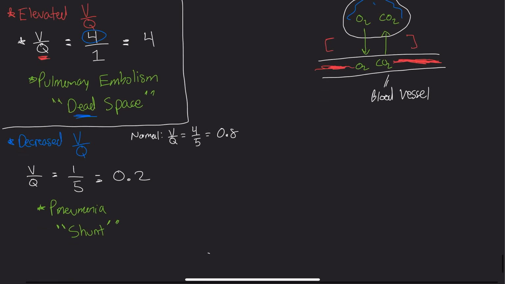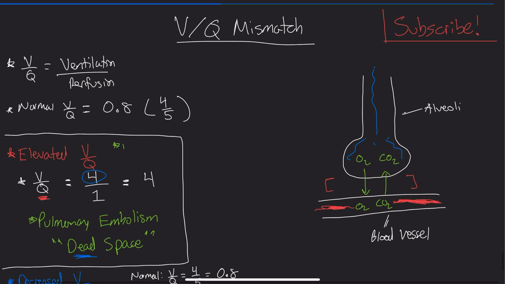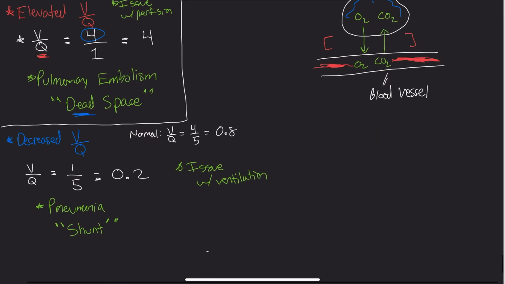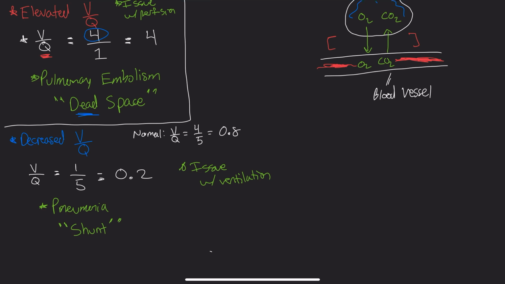Whereas with a decreased VQ, this would be something like pneumonia. Decreased VQ, you have an issue with ventilation. This one is the issue with ventilation. This one is the issue with perfusion. Sorry, I should have made that clear earlier in the video. But with the decreased VQ, your issue is with ventilation, not perfusion. You're still getting blood there. But remember, ventilation in our fraction is the top number, so that's going to decrease, and that's going to result in a lower number. So think of pneumonia there, and that one's with the shunt.